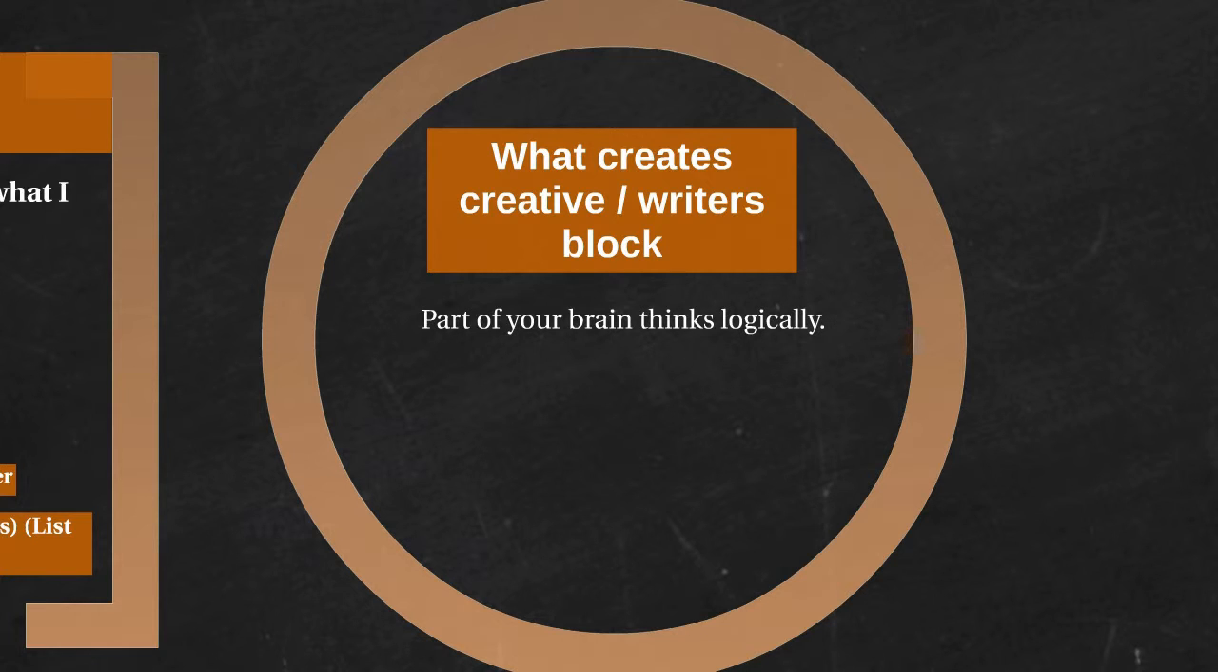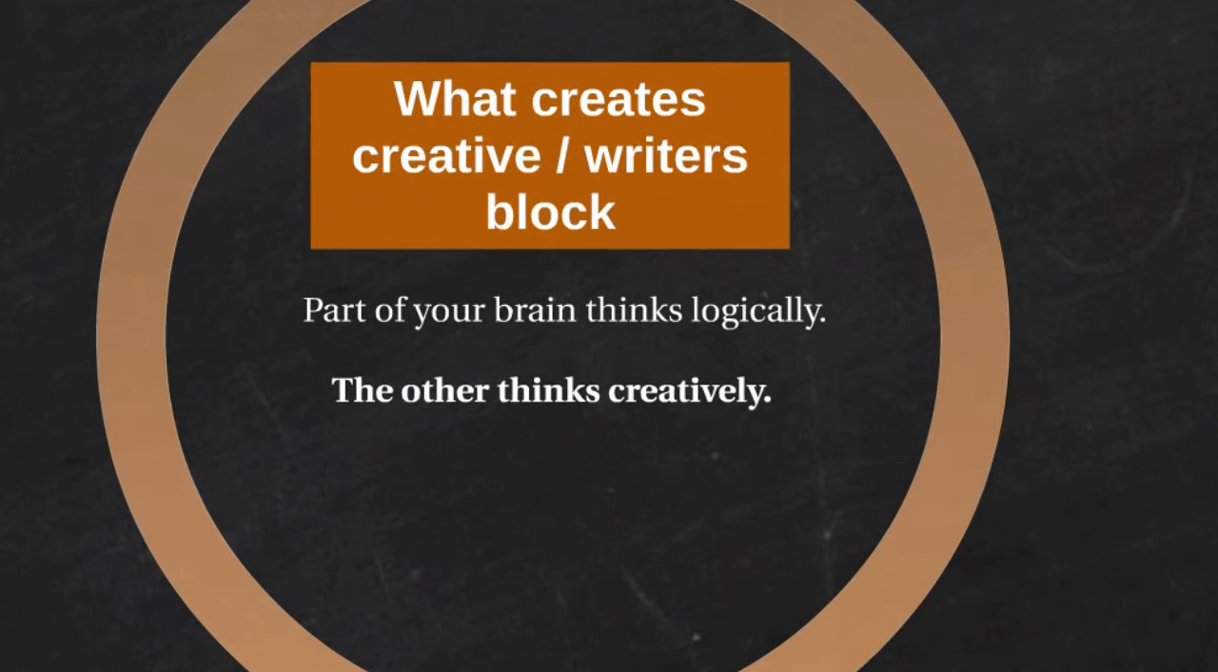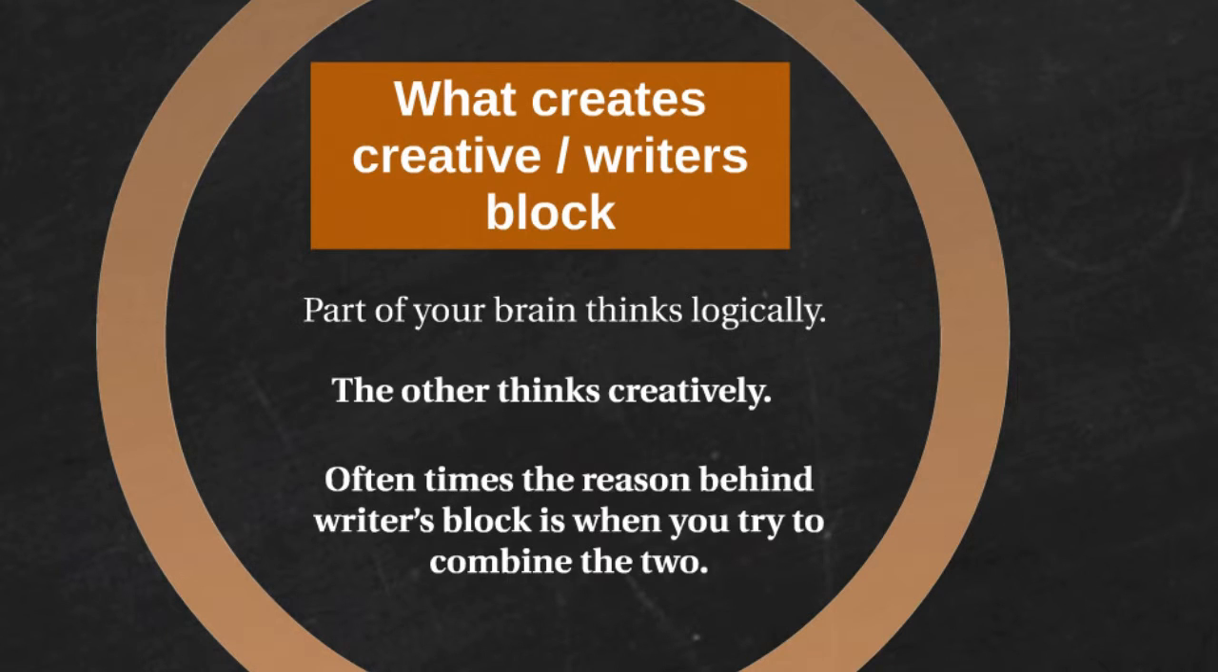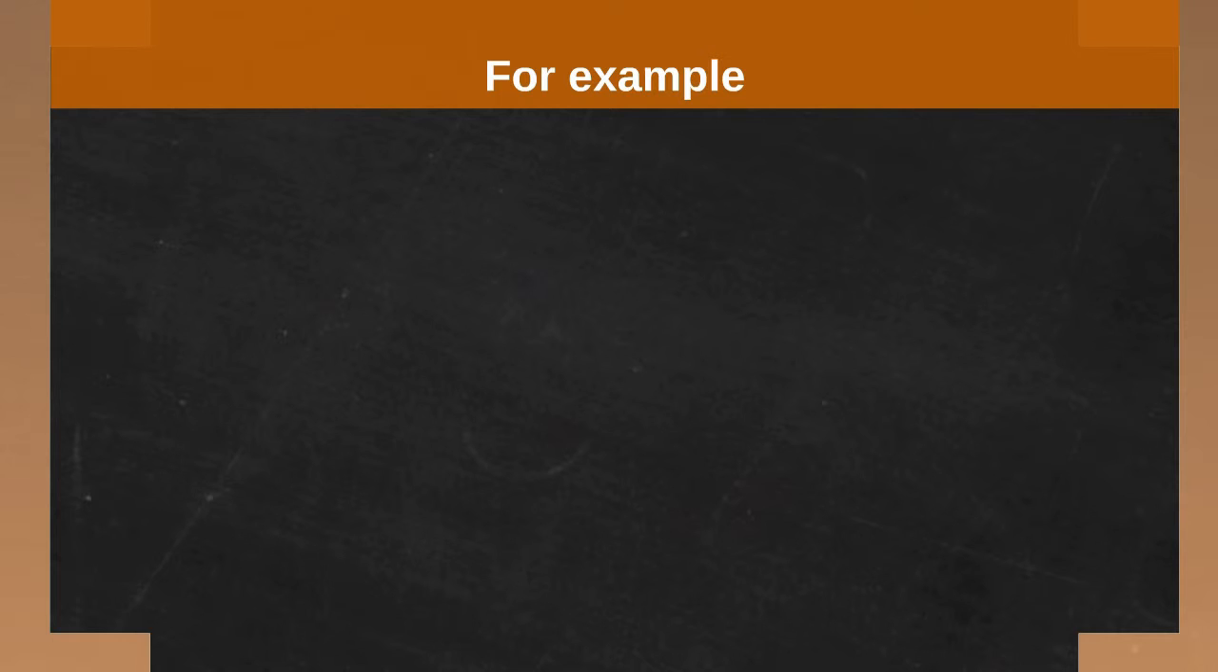Here's what happens, basically the way your brain thinks. Part of your brain thinks logically: grammar mistakes, structure, things like that. The other part of your brain thinks creatively: innovative ideas, out-of-the-box thinking, ways around the problem, and things like that. Now, oftentimes the reason behind writer's block, which is essentially the same thing as product creation block, is when you try to combine the two. When you try to think logically and creatively at the same time, they clash, and they create writer's block.